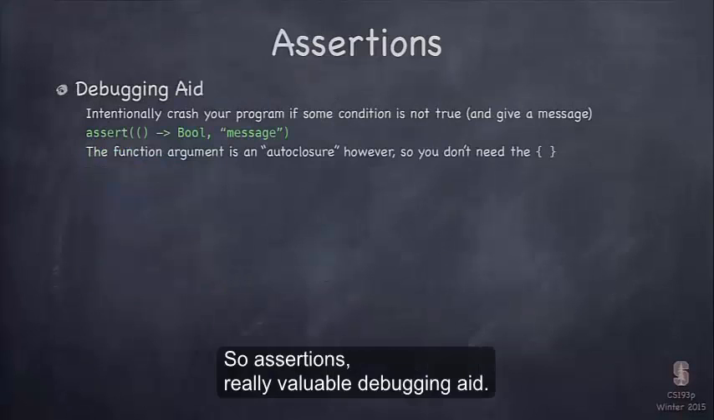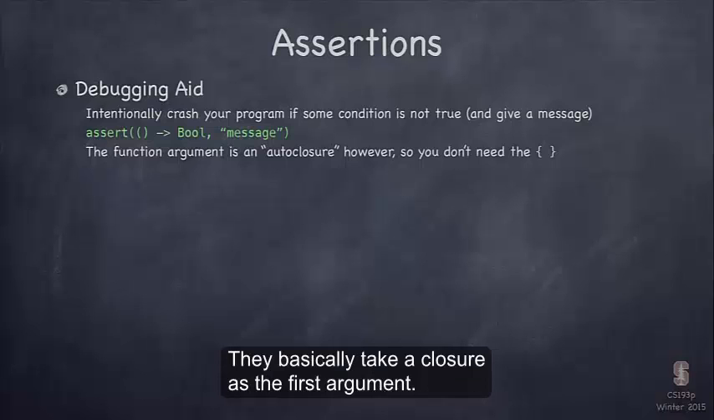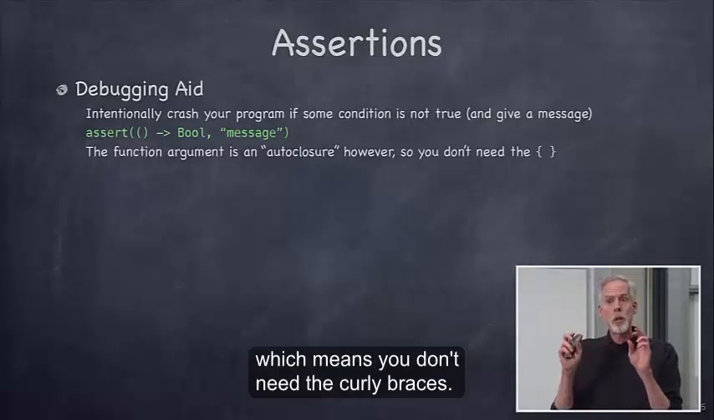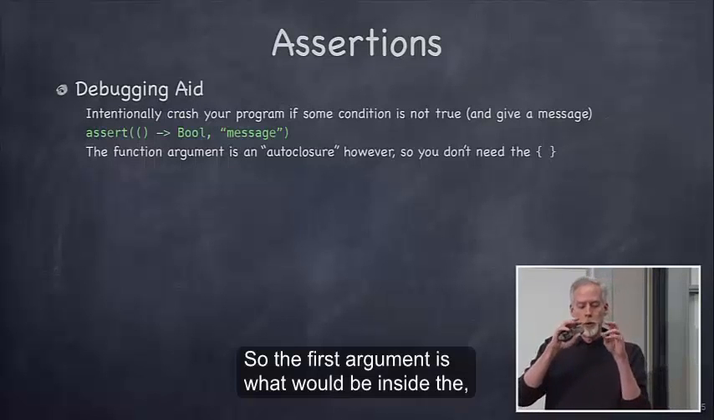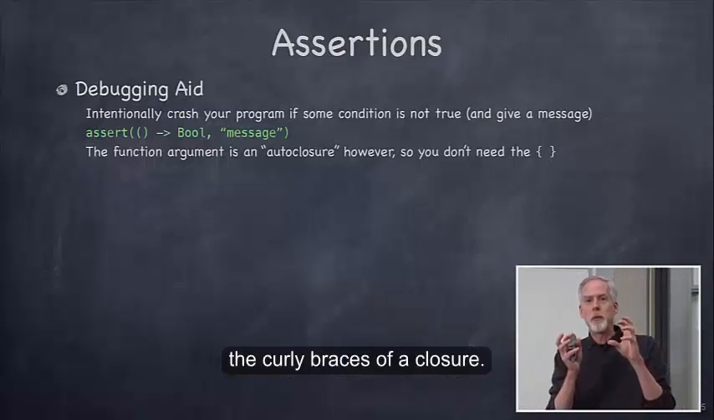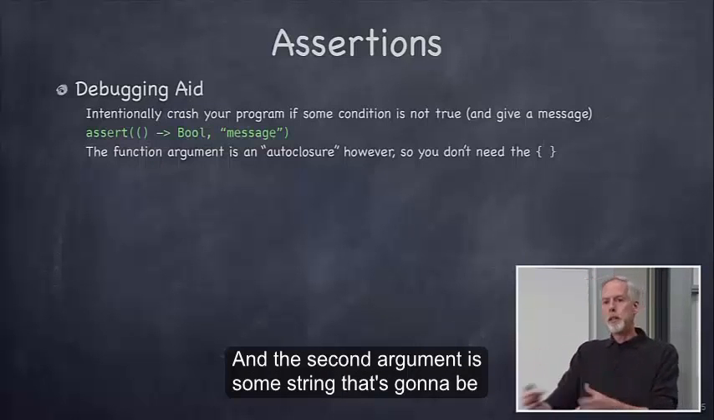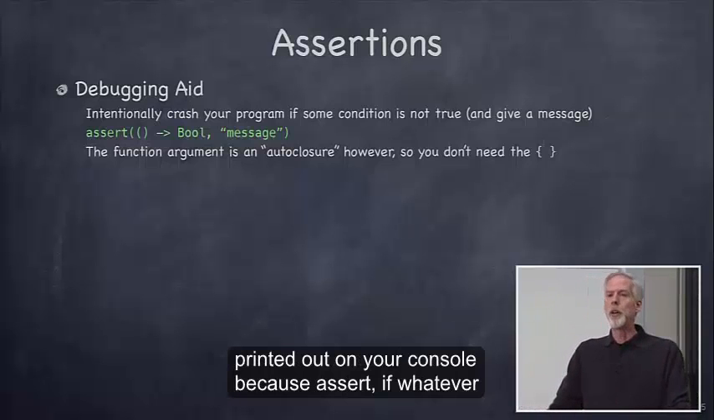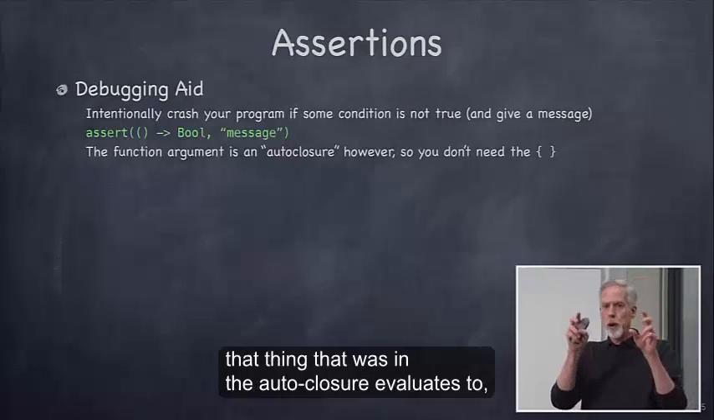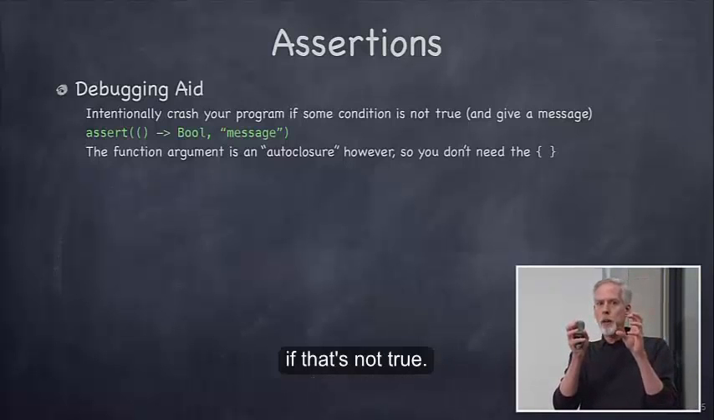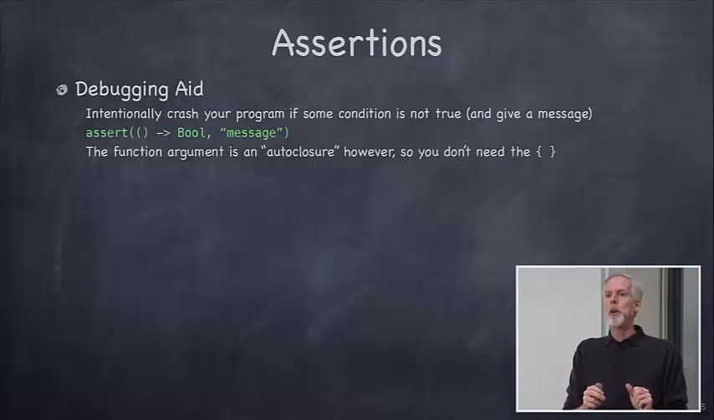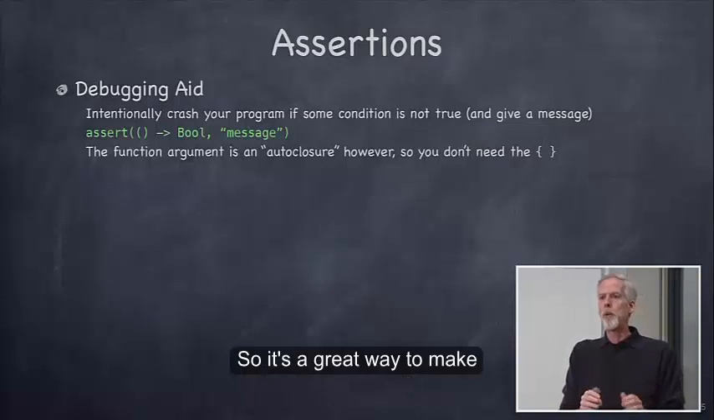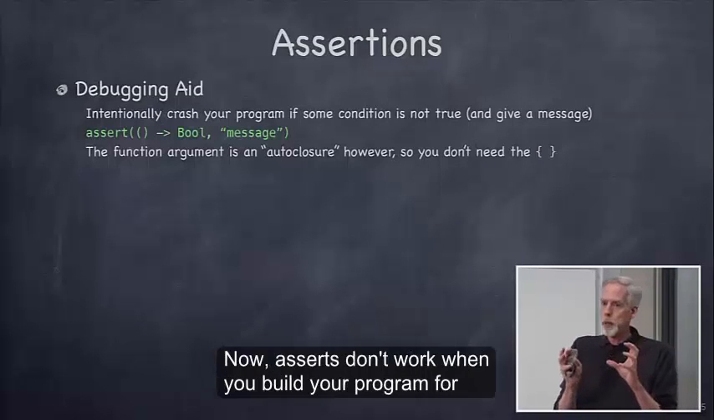All right, assertions. So assertions, really valuable debugging aid. They basically take a closure as the first argument. It's an auto closure, which means you don't need the curly braces. It's kind of a funky thing. So the first argument is what would be inside the curly braces of a closure. And the second argument is some string that's going to be printed out on your console, because assert, if whatever that thing that was in the auto closure evaluates to is not true, because you're asserting that that's true, then it's going to crash your program and print that message out. So it's a great way to make your program crash when things that should be true aren't.